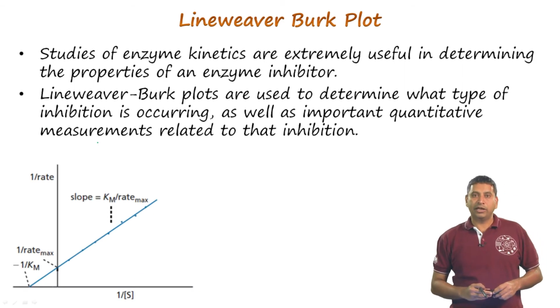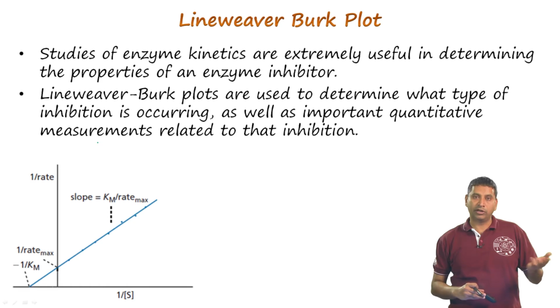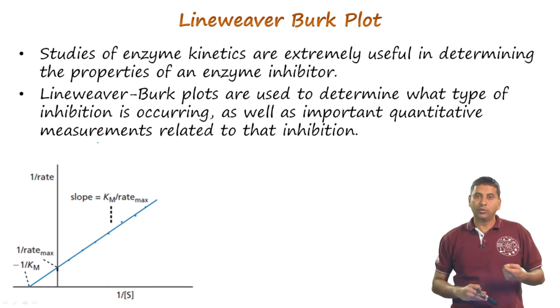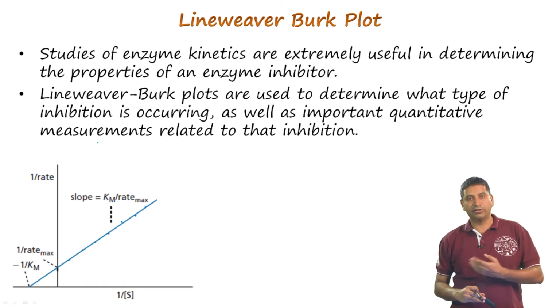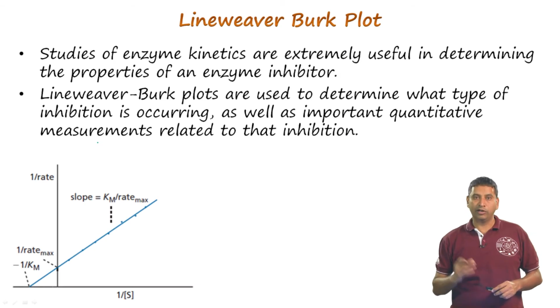So, studies of enzyme kinetics are extremely useful in determining the properties of an enzyme inhibitor. So, let us say you want to set up a large scale screen for identifying a new inhibitor for an enzyme. We need to first be able to understand the kinetics of the enzyme, and only then will we be able to find out which inhibitor is more efficient or which inhibitor is less efficient. So, Lineweaver-Burk plots are used to determine what type of inhibition is occurring, as well as other important quantitative measurements that are related to that inhibition.